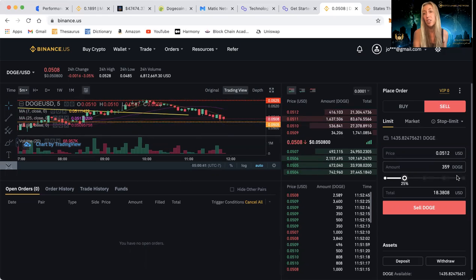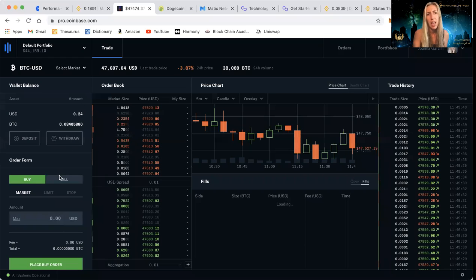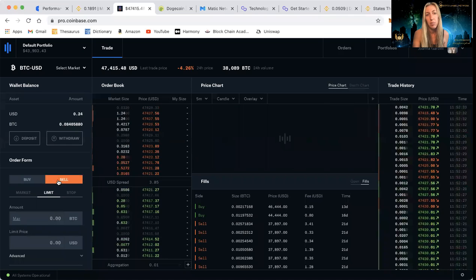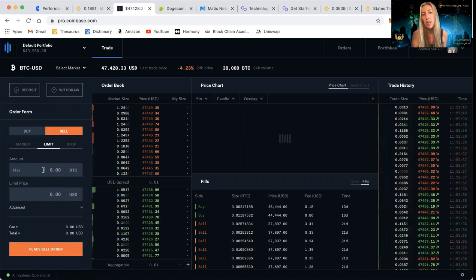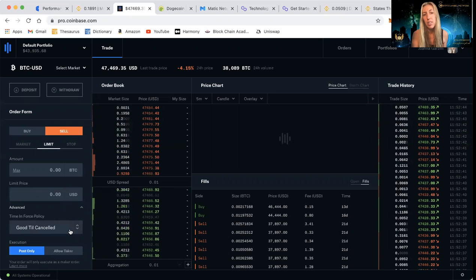I love this feature on Binance where you can do a maximum amount, because if you go to Coinbase and do a limit sell, and I do not want to sell my Bitcoin, you can put a maximum amount, but it doesn't do it in percentages like you see on Binance US, where you've got the 25%, the 50, the 75. You have to work those numbers out. And there's also this other feature here: you can see good till cancelled, post only, or allow taker.